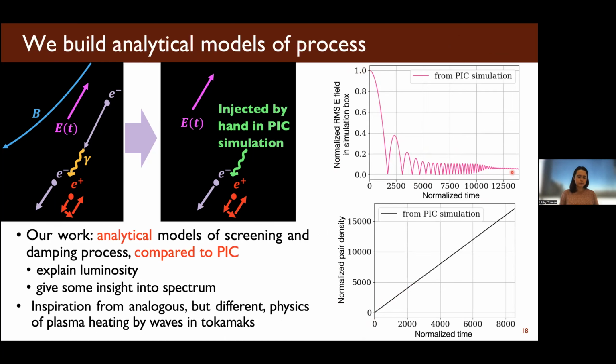So our work is going to be building analytical models of the screening and damping process and comparing them with these simple PIC simulations. And these analytical models will allow us to explain the luminosity of the pulsar and give a little bit of insight into the spectrum. And I'll note that some inspiration for this project came from analogous but different physics of plasma wave heating in tokamaks.